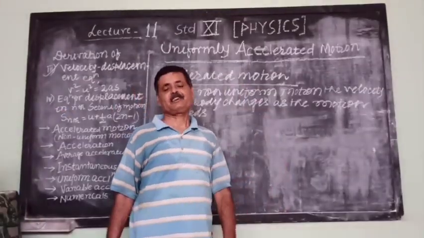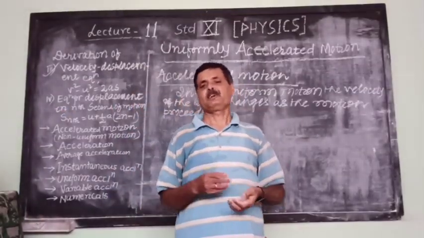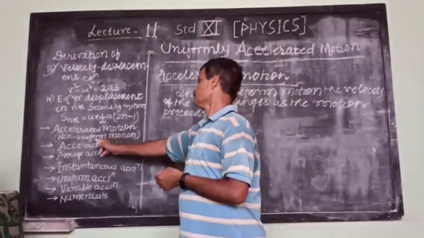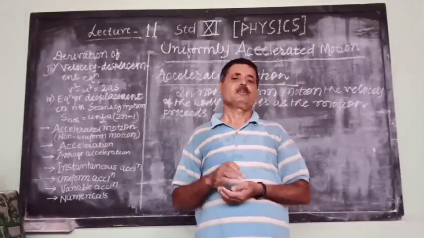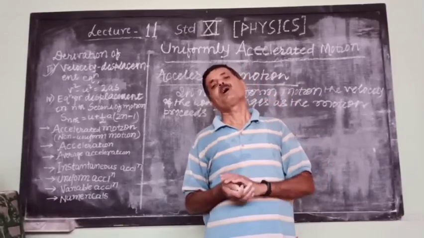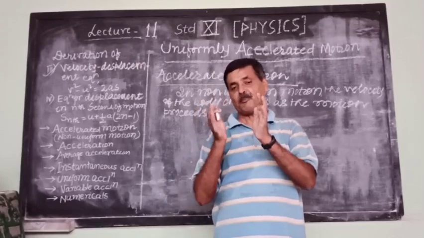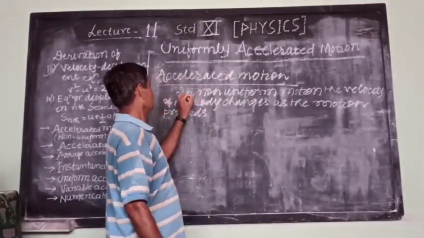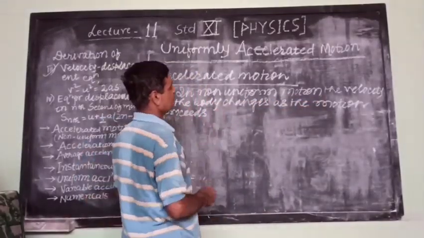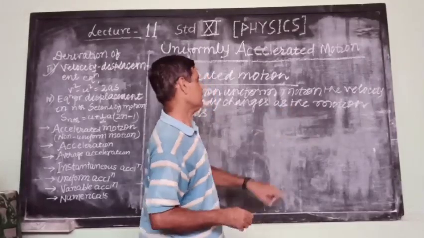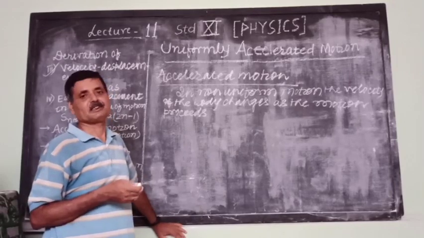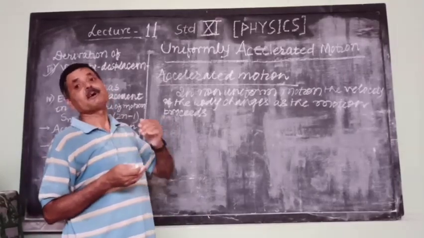Okay? Accelerated motion. In our daily life, most of the motion is non-uniform motion. Non-uniform motion means it may be speeding up or slowing down. In a nutshell, we can write that in non-uniform motion, the velocity of the body changes as the motion proceeds. In this way, we can say the body has some acceleration.